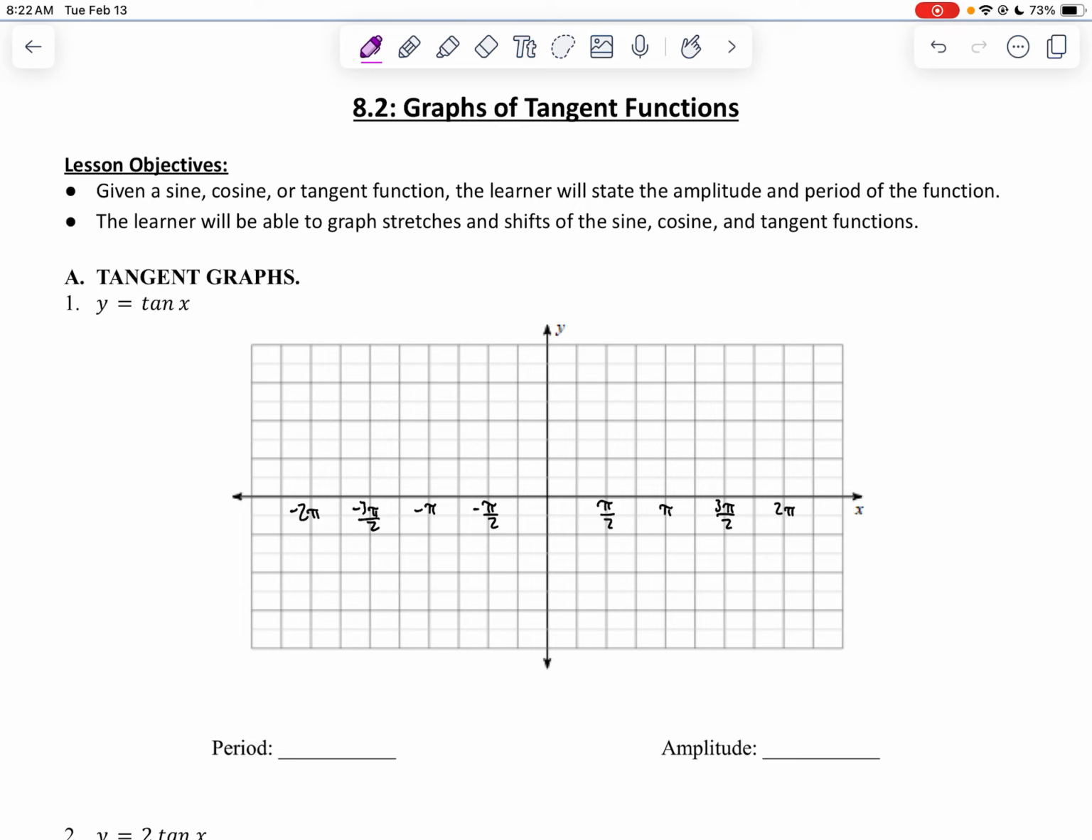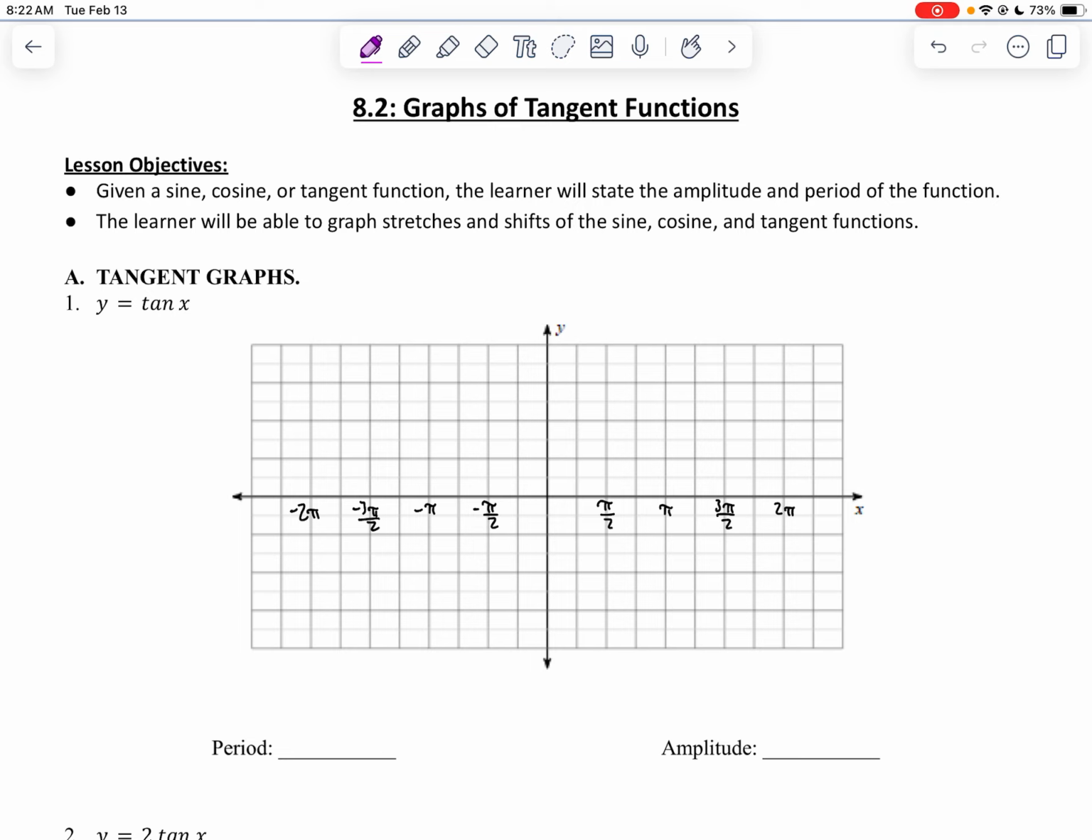Similar to what we did with sine and cosine functions, we're going to look at some of our quote-unquote key points to create the basic parent function of tangent of x and create that graph. And then we're going to take a look at some basic transformations similar to what we did in lesson 8.1, where we're going to see some shifting, some stretching, etc. So let's take a look here at the graph of tangent of x.